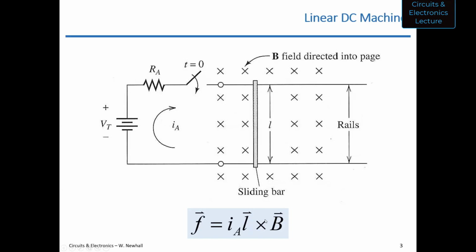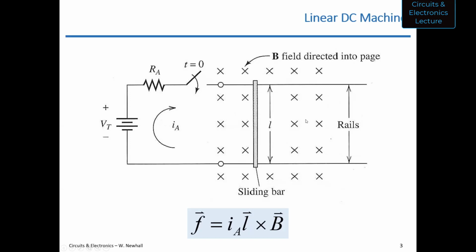If I could show you my right hand, the current flow cross the magnetic field direction would push that bar to the right. So that bar would slide to the right. So that is a linear machine. It's useful in rotational machines, but there are some examples of linear machines.